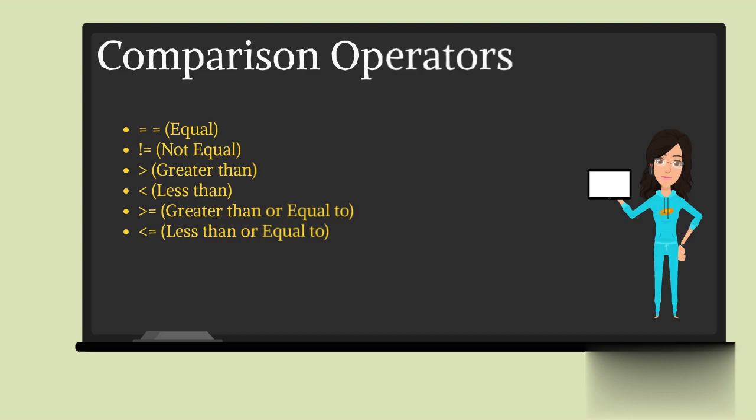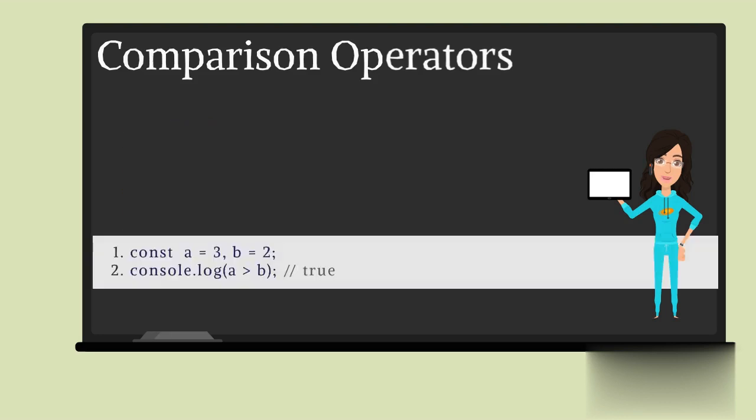Third is greater than. If the value of the left operand is greater than the value of the right operand, then the condition becomes true. Fourth is less than. If the value of the left operand is less than the value of the right operand, then the condition becomes true. Fifth is greater than or equal to. If the value of the left operand is greater than or equal to the value of the right operand, then the condition becomes true. And the sixth one is less than or equal to. If the value of the left operand is less than or equal to the value of the right operand, then the condition becomes true.